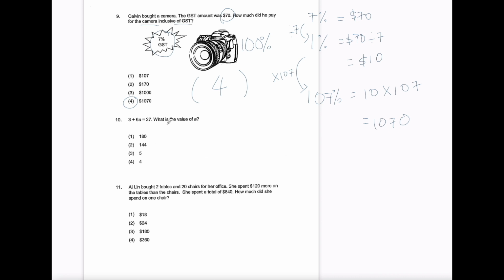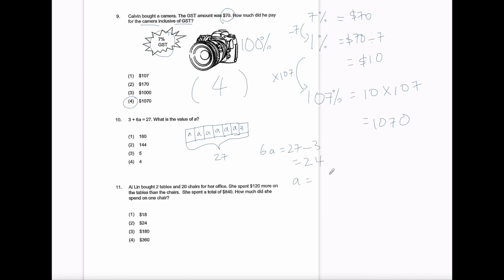So 3 plus 6a equals 27. So for students, if you can, model will help. Okay, so I'm going to draw 6a. Plus 3. Okay, so 6a plus 3 is 27. So what's 6a? 6a will be 27 minus away 3, which is 24.